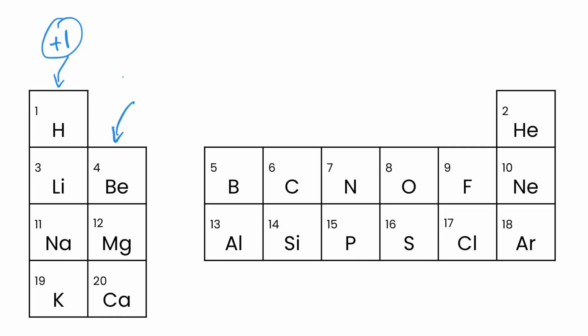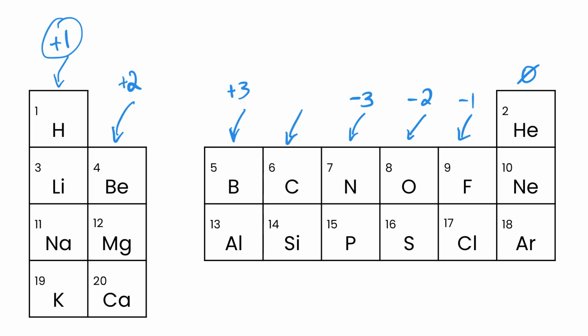In group 2, these will have a +2. Group 3 will have a +3. We're going to skip group 4 for a second, and then group 5 is when the elements start gaining electrons. So these are going to gain 3 electrons. So when something gains electrons, it has a negative charge. So that'll be -3. Group 6 will all be -2. The halogens are -1. And then noble gases are 0 because they do not form charges.